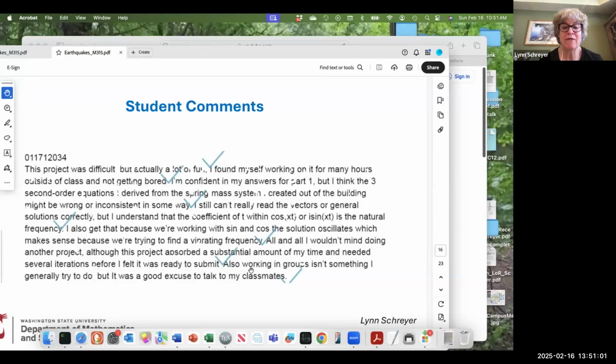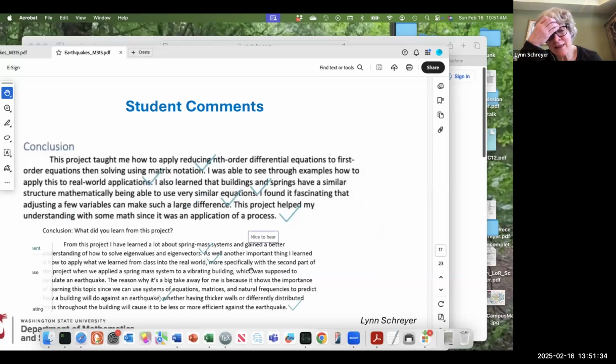I still can't really read the vectors or general solutions correctly, but I understand that the coefficient of t within cosine xt or sine xt is the natural frequency. I also get that because we're working with sine and cosine, the solution oscillates, which makes sense. All in all, I wouldn't mind doing another project, although this project absorbed a substantial amount of my time and needed several iterations before I felt it was ready to submit. Also, working in groups isn't something I generally try to do, but it was a good excuse to talk to my classmates.